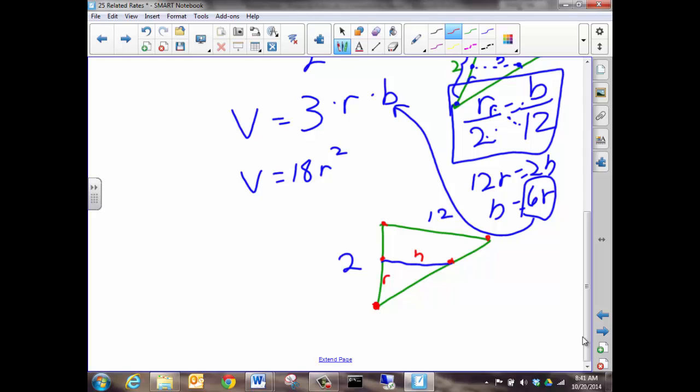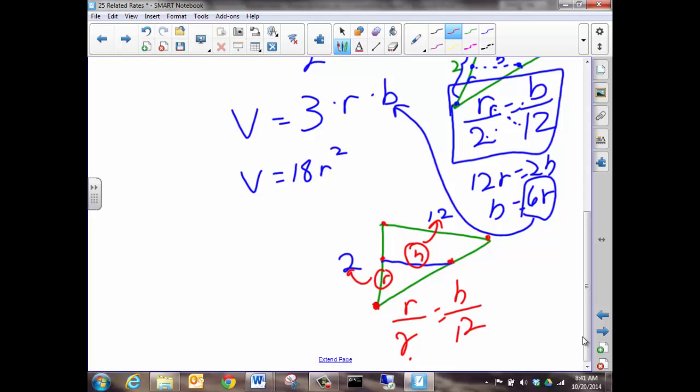So R, the short side here, is in proportion to 2 as H is in proportion to 12. And we could have written that as 12 over H equals 2 over R if we wanted to. Small over large equals small over large. And then from that we can figure out what B is. And there seems to be quite a bit of discussion over here about what the dV dt is.